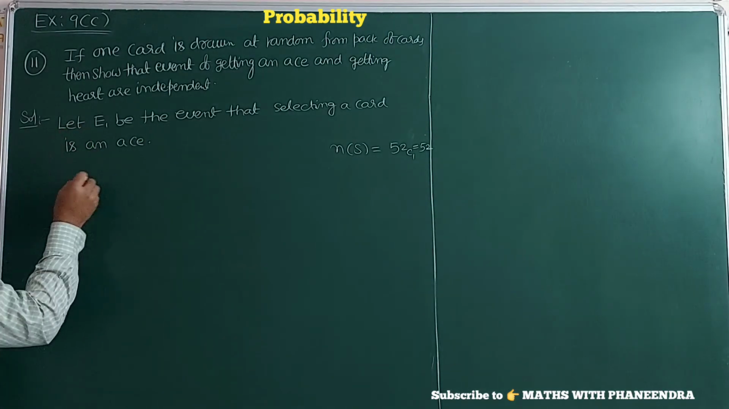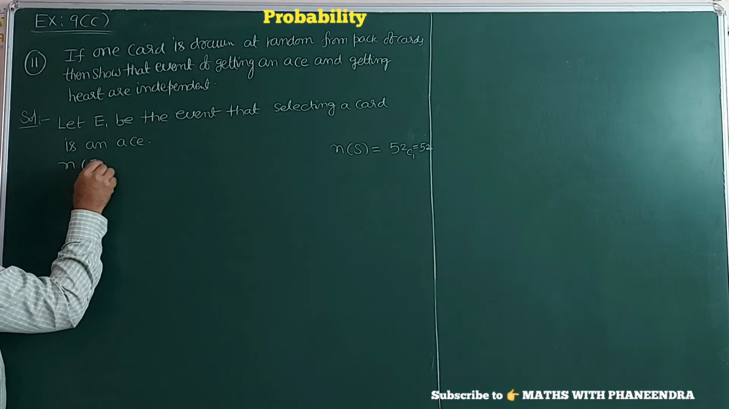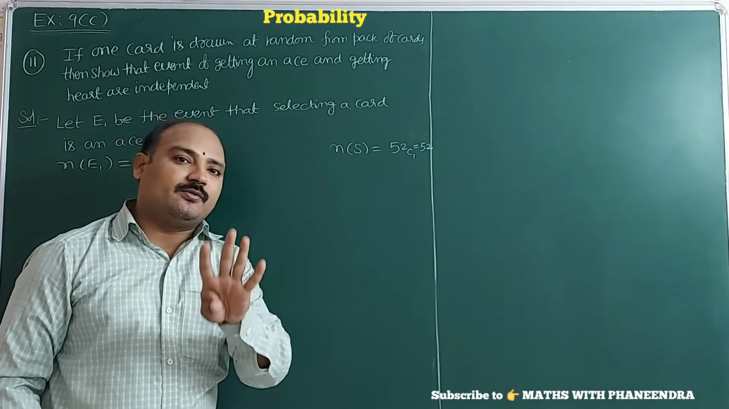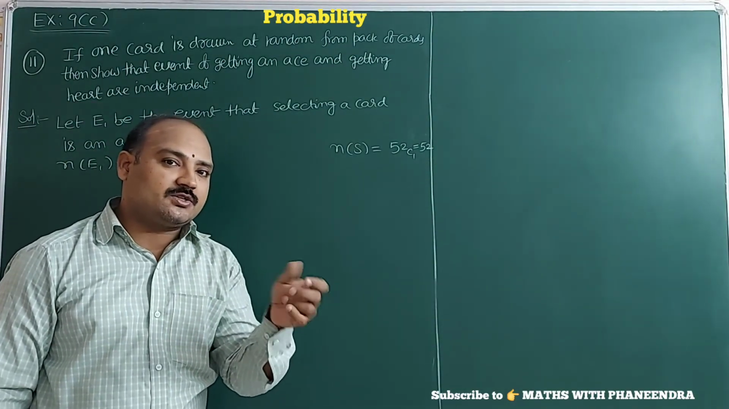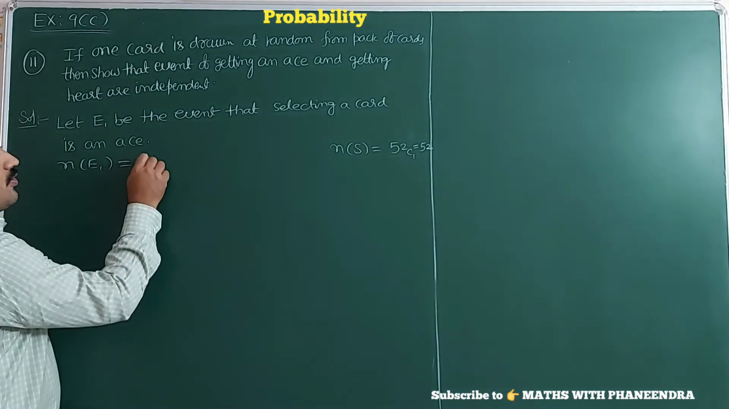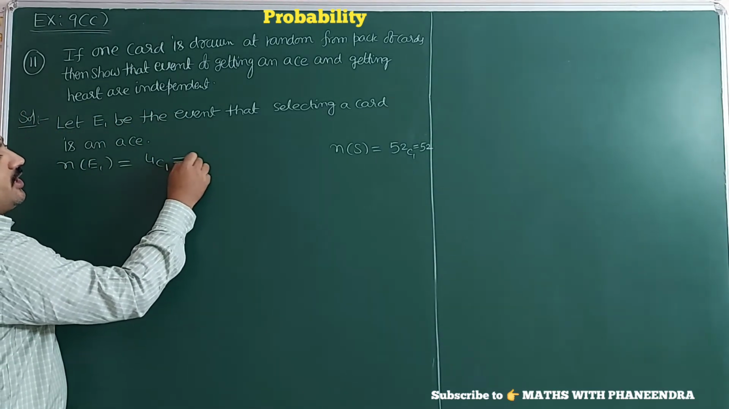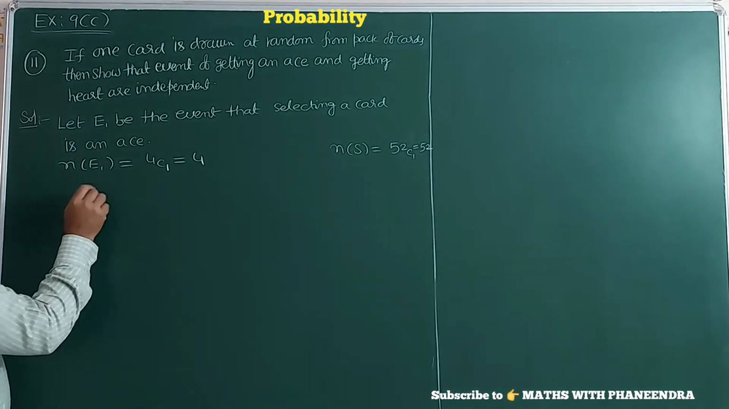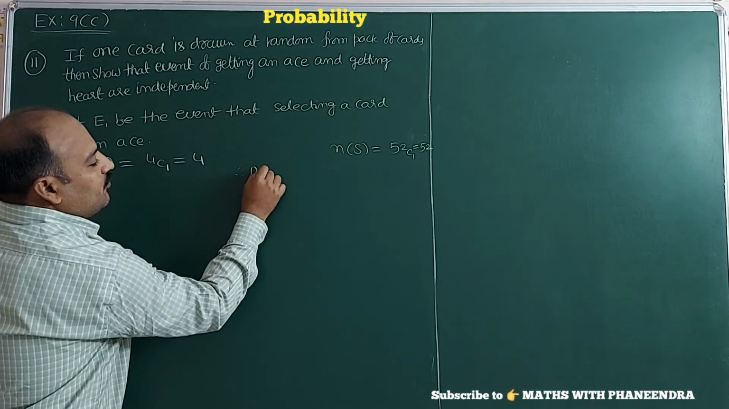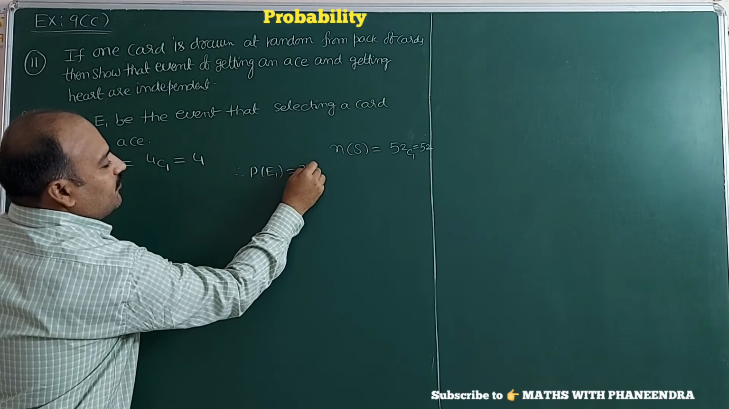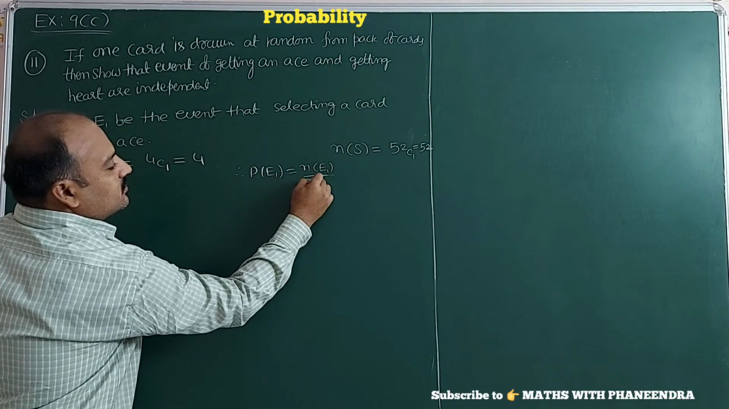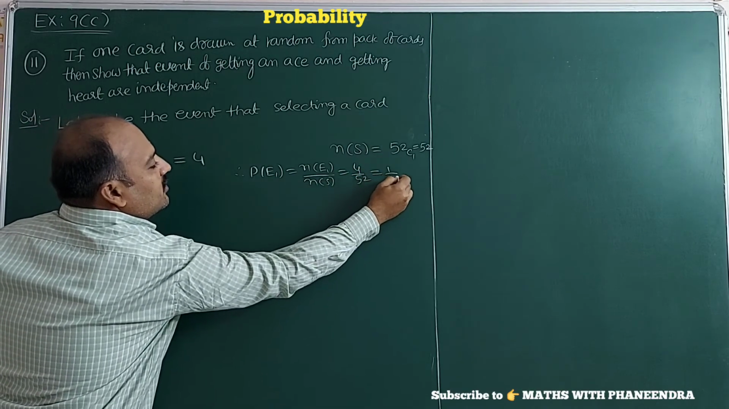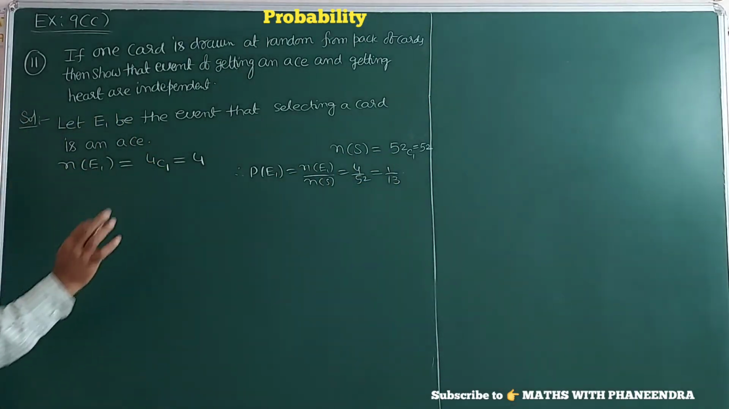Now come to the event E1. n of E1 is equal to: in the 4 sets of 13 cards, 4 aces are available. From 4 we can select 1, which can be done in 4C1 ways. Therefore 4. The probability P of E1 is equal to n of E1 by n of S, so 4 by 52, that is equal to 1 by 13. So the P of E1 value is over.